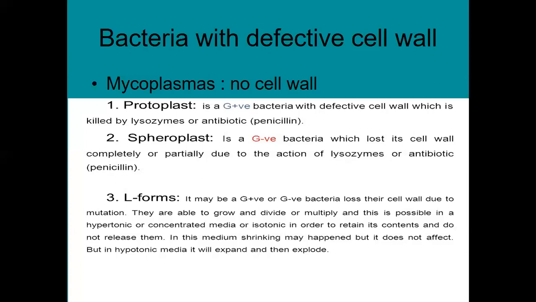Then you have protoplast. Protoplast is a gram-positive bacterium with a defective cell wall, which is killed by an antibiotic. That means whenever penicillins are given, what will penicillin do?